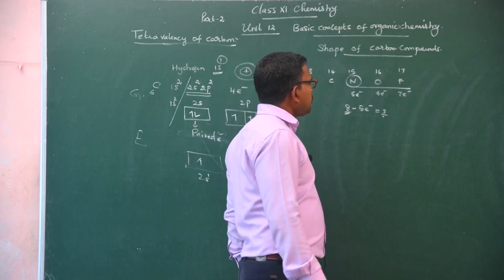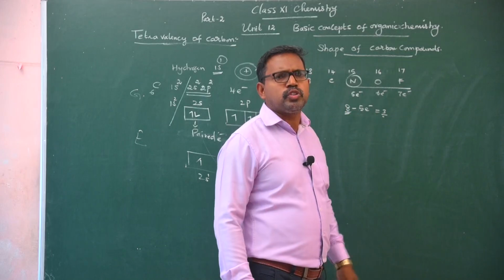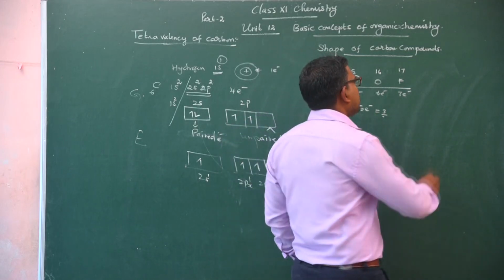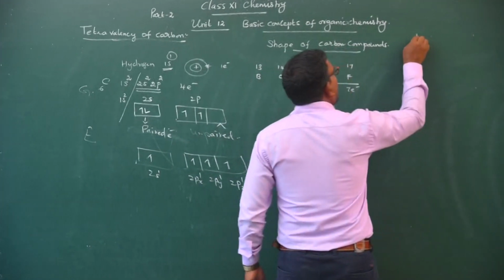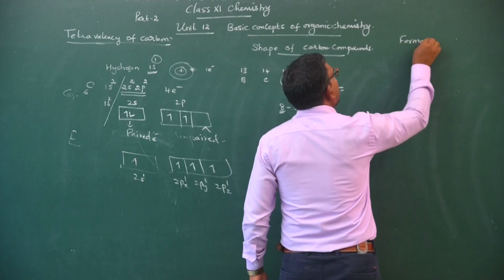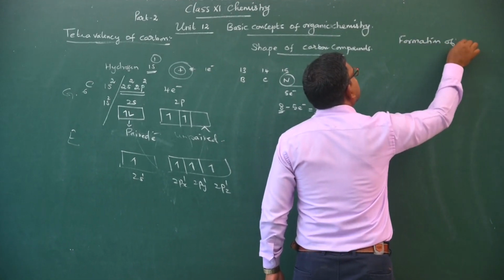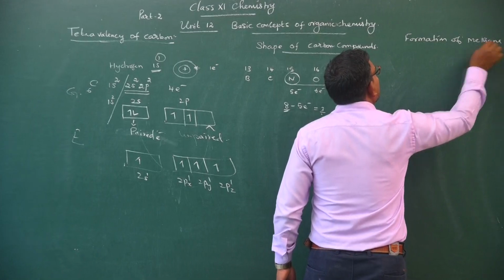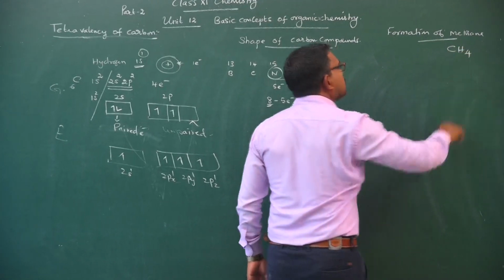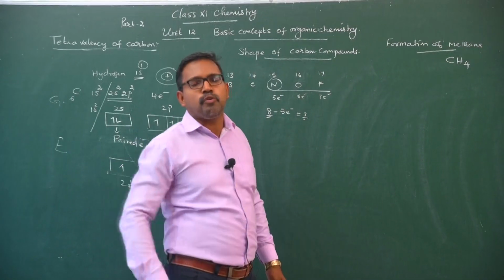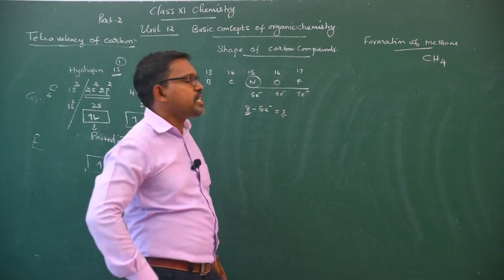And the shape of carbon compounds is explained with the help of hybridization. Formation of methane. You know the formula for methane is CH4.